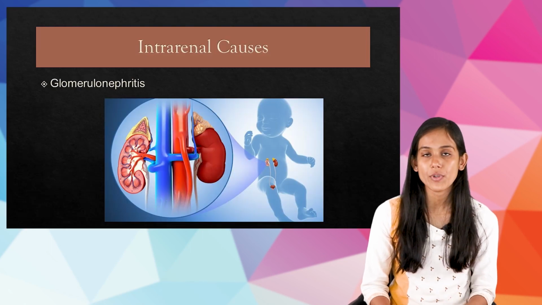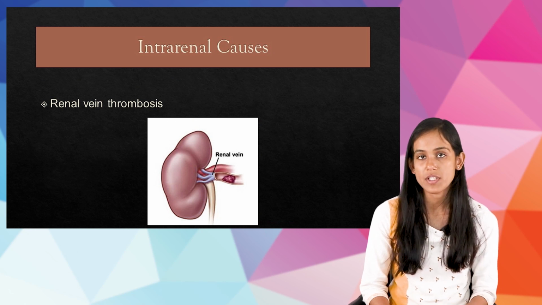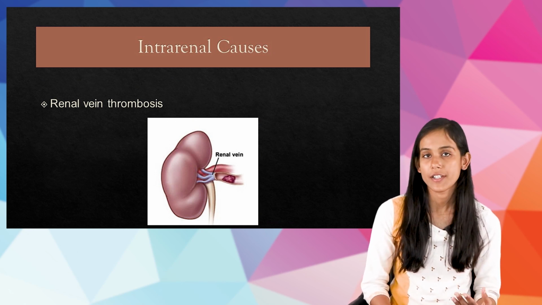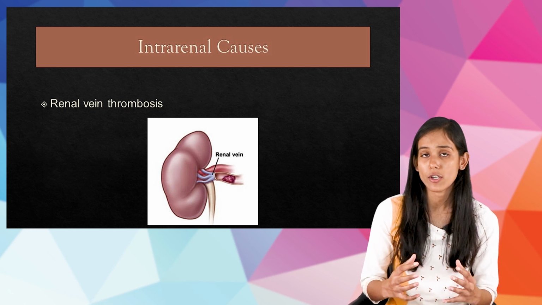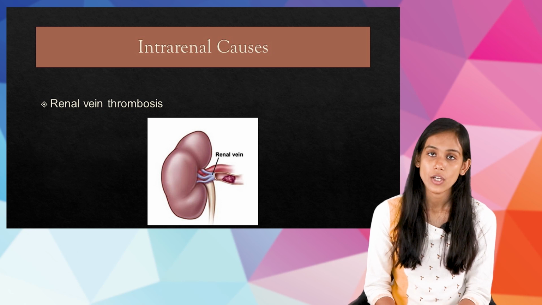Now next is intrarenal causes. Intrarenal means there is direct damage to the kidneys, and because of that there is loss of kidney function. Basically, these intrarenal causes can reduce the GFR, and can cause renal ischemia and also tubular damage. If there is glomerulonephritis or hemolytic uremic syndrome, renal vein thrombosis and acute tubular necrosis, these can cause direct damage to the kidneys. So these are considered intrarenal causes.